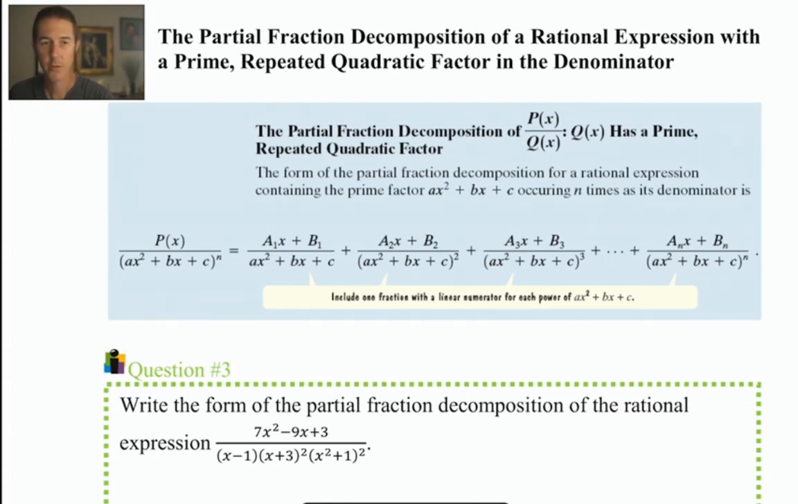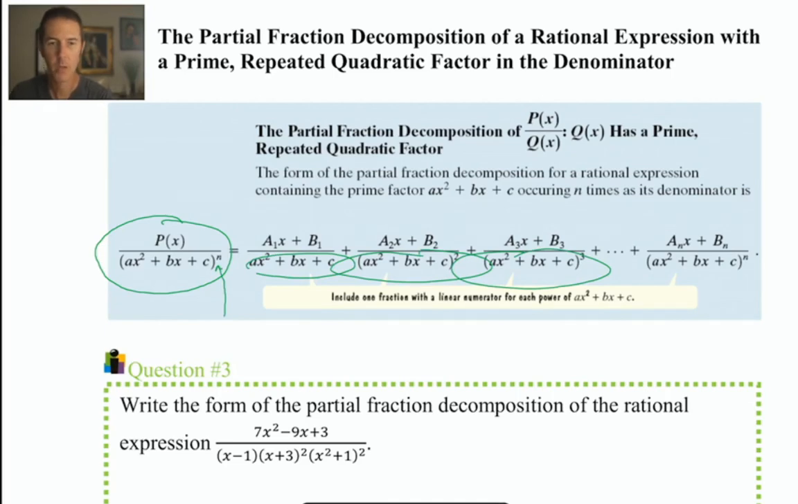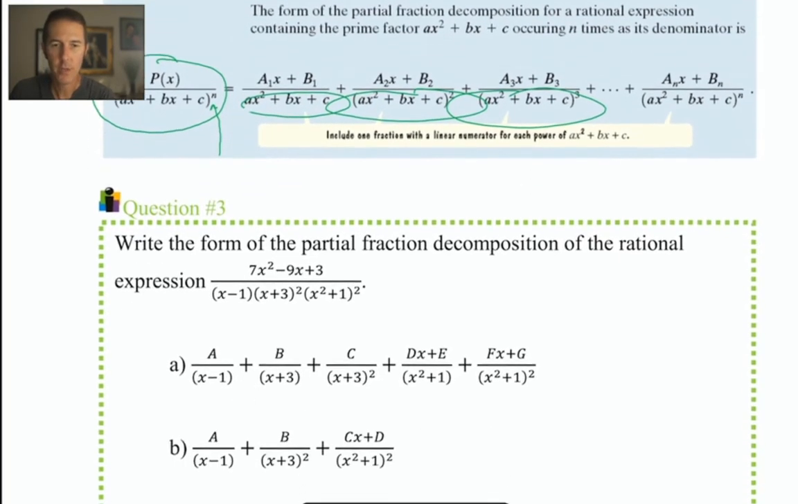So the last subtopic is when we have a repeated quadratic factor, and here's the format for a repeated quadratic factor, very similar to when we had a repeated linear factor. If it's being raised to the 3rd power down here, then you would have 1, 2, 3 instances of that denominator. Let's see what it looks like.